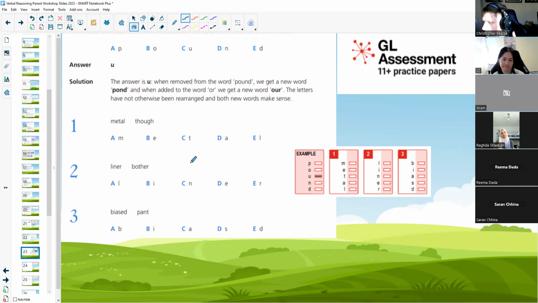So again, as we were doing with the other one, would you like to have a go at these 3? All you need to do in the chat is just put the letter that you think jumps from the first word on the left into the word on the right.